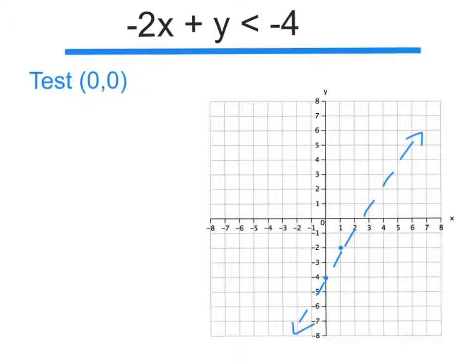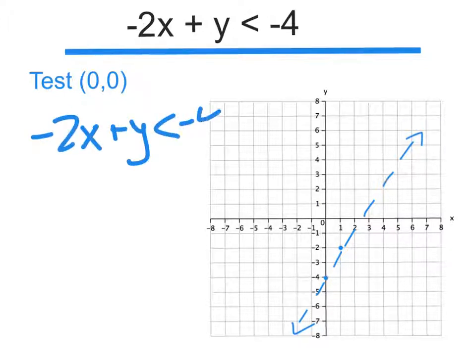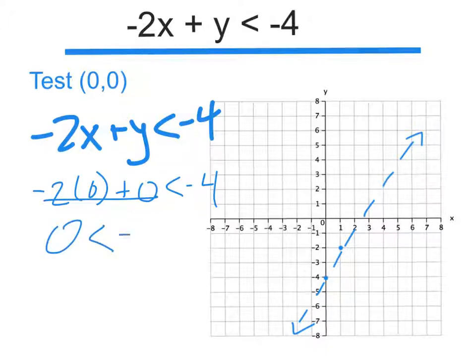What I mean by testing this point is, x is 0, y is 0. We're literally going to take those values, plug them in for x and y, and see if we get a true statement. So let's do that. We'll take our inequality, minus 2x plus y less than negative 4. And we're going to plug in 0 for x and 0 for y. So it'll be minus 2 times 0 plus 0 is less than negative 4. This is why we like to plug in 0. It's really easy. Basically, this all becomes 0, and we get 0 is less than negative 4. Now, the question is, is that true or false? Well, 0 is not less than negative 4, so that's false.